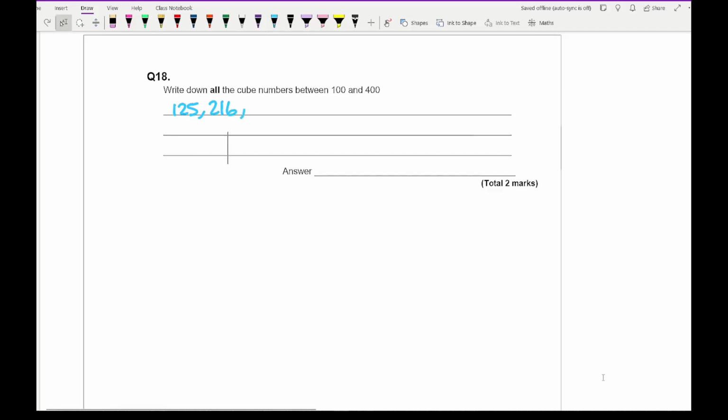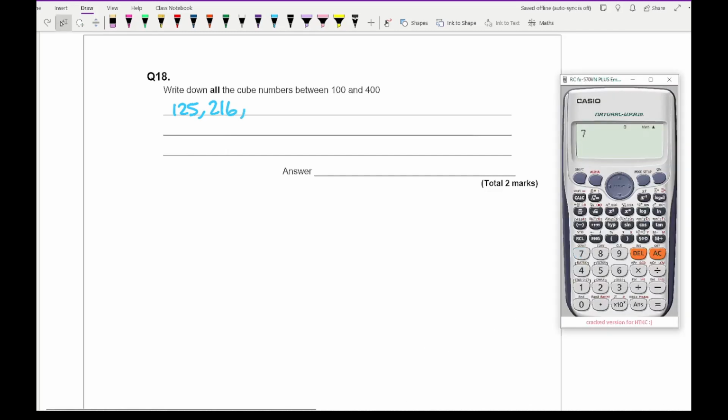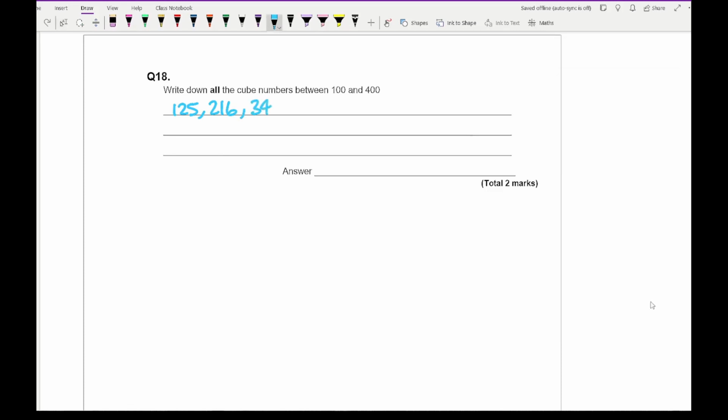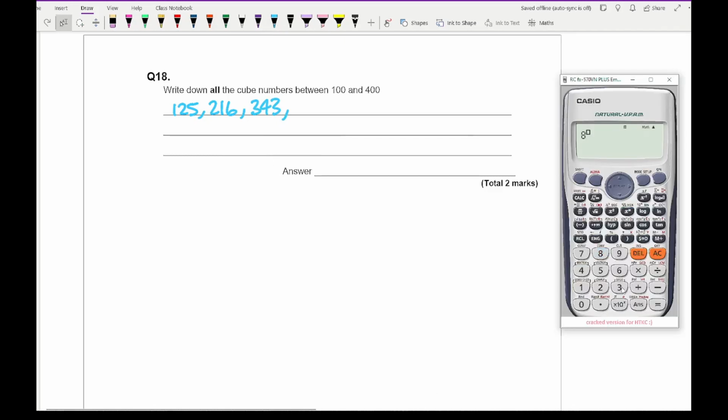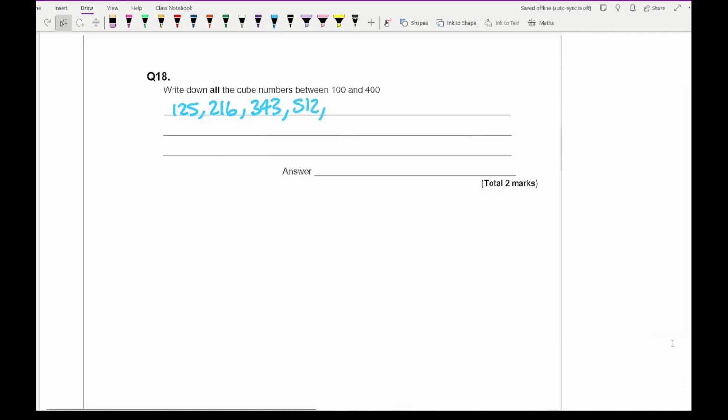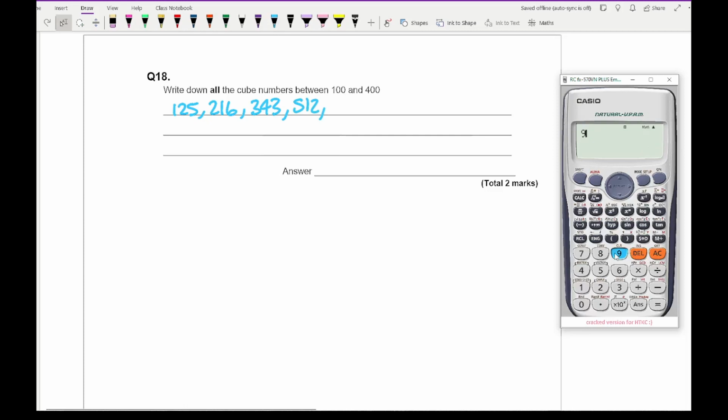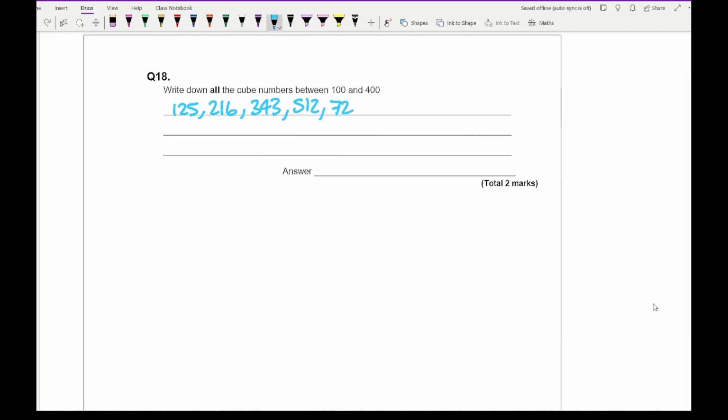I then go for 7 cubed, which is 343. I then go for 8 cubed, which is 512. 9 cubed, which is 729. And you can see here that I've not read the question, so we're looking for ones between 100 and 400. So we're looking at just these 3. It's 125, 216, and 343.